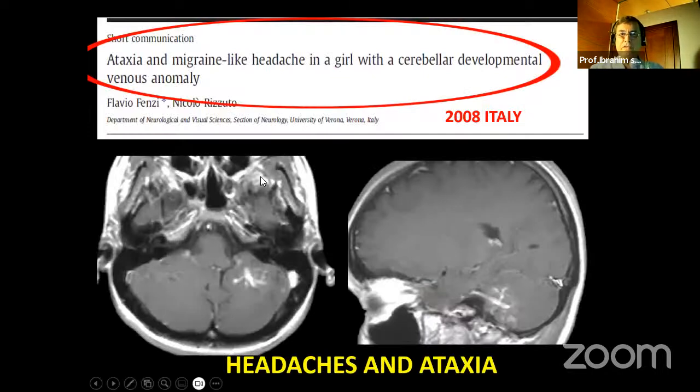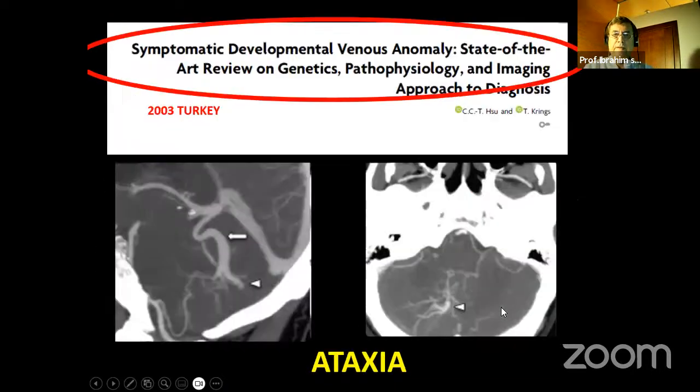One paper from Italy, 2008, shows a DVA presenting with ataxia and headache. Another paper from Turkey presenting with ataxia. The sole presentation of this patient is ataxia due to DVA.